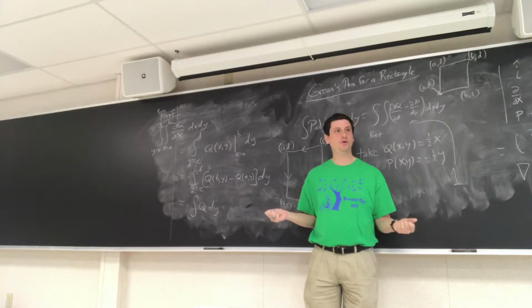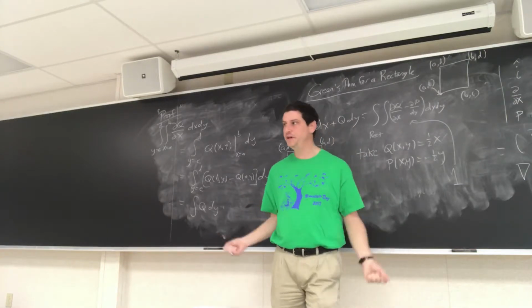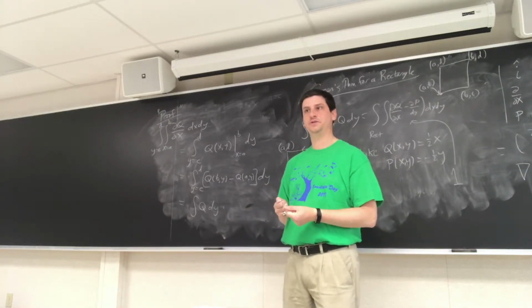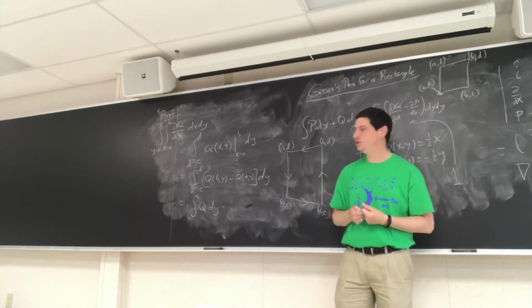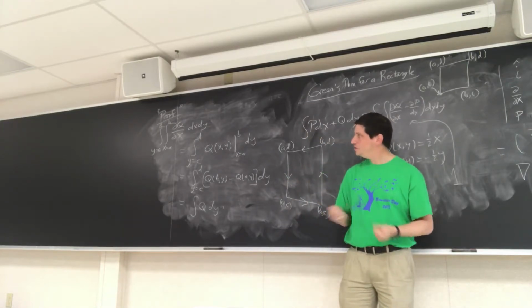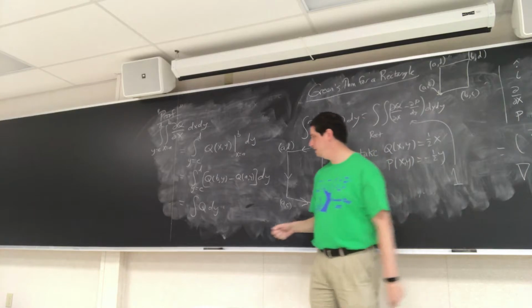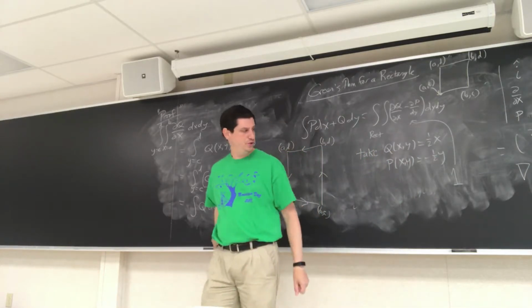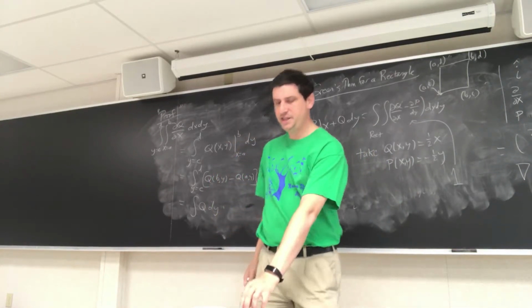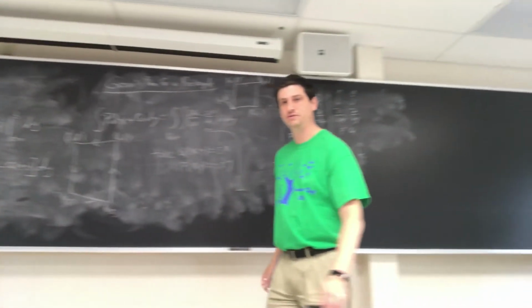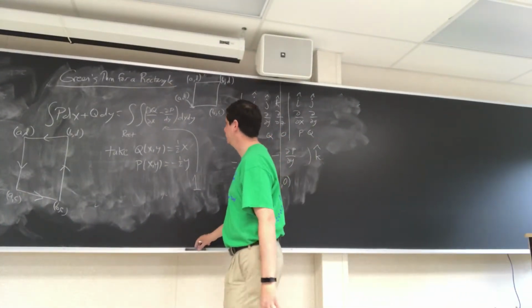A circle in polar coordinates is a rectangle. A sphere in spherical coordinates is a box. It makes it very nice to change the integration orders. So this is the proof of Green's theorem in a rectangle. What I want to do now is just quickly highlight the idea of how you would prove it in general. Okay.